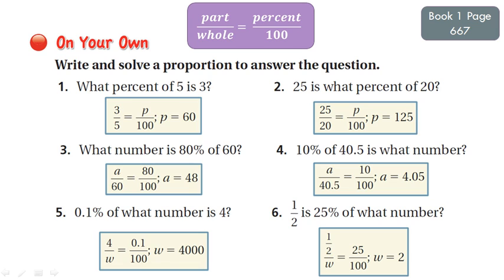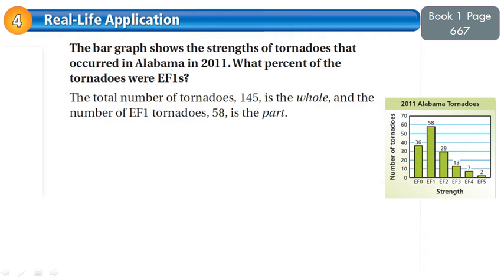Let's take a look at some word problems and see how it applies to real-life situations. This bar graph shows the strength of tornadoes that occurred in Alabama in 2011. What percent of the tornadoes were EF1s? That is, level 1s in strength. The total number of tornadoes is 145, and that's the whole. And the number of EF1 tornadoes is 58, the part.